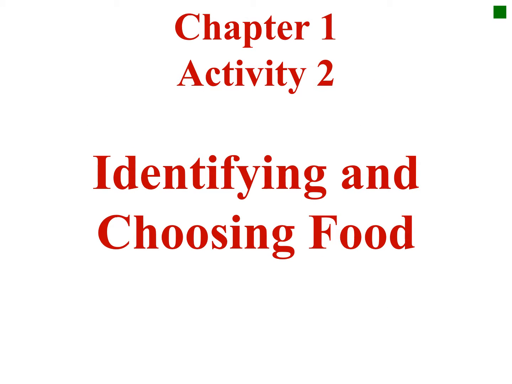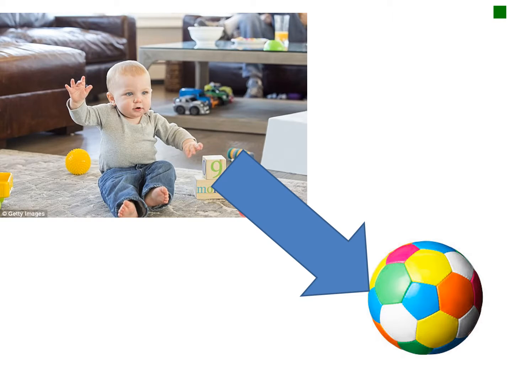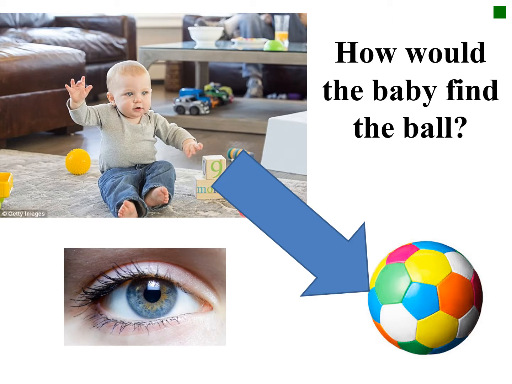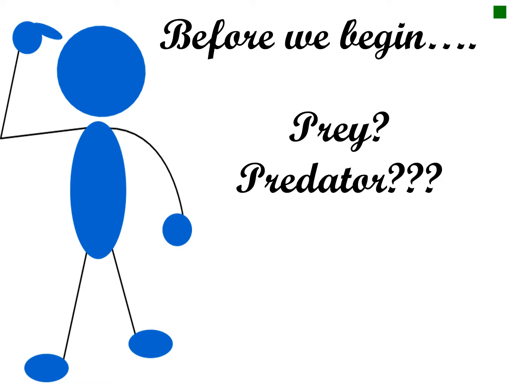Chapter 1, Activity 2, Identifying and Choosing Food. First, how does this baby identify this bowl? How would the baby find the bowl? Through a specific organ inside the body which is called the sense organ. It is the eye.